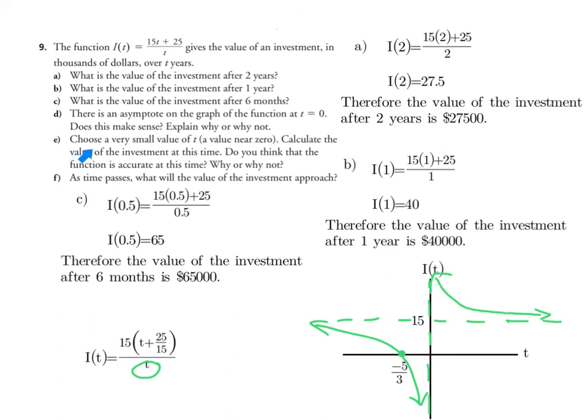All right, for part E, I'm just going to let you guys do that. If we choose a very small value of t, so like 0.0001, it's just going to be a really large number, obviously. Calculate the value. I don't feel like doing that. Do you think that the function is accurate at this time? Well, no, I don't think this thing is accurate at all. I wonder what the actual equation that they're trying to give us is. So no, I don't think any of it's accurate.